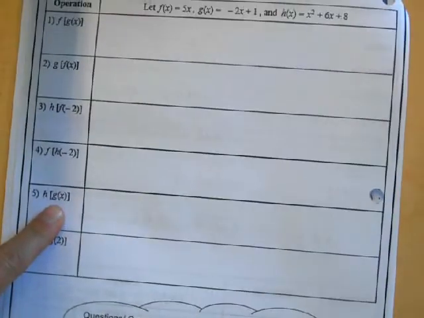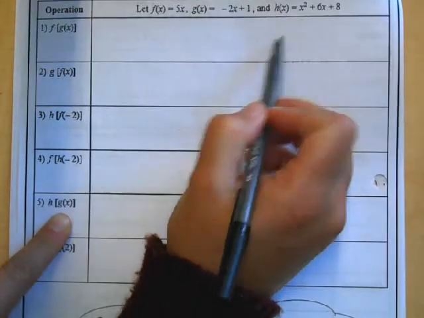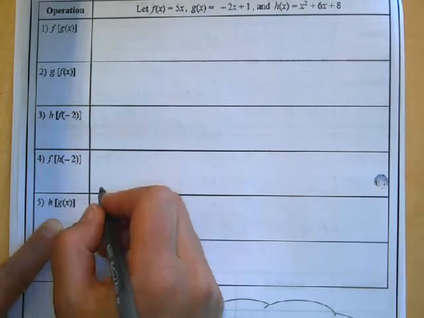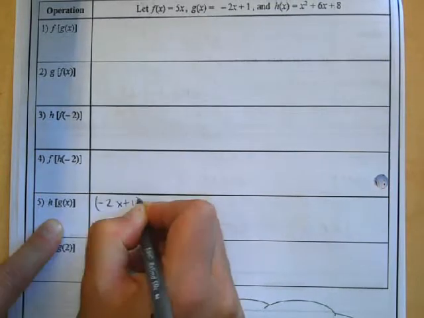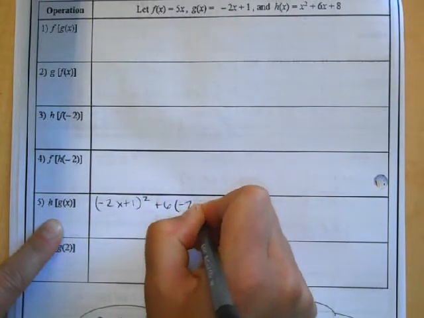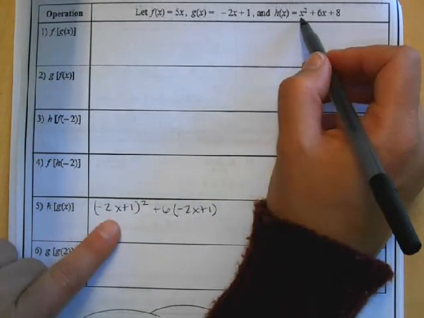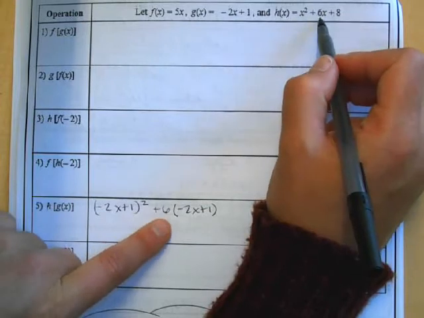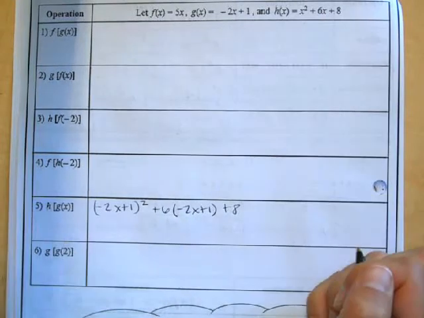So g of x, I'm working with first. I'm going to plug that g of x into my h of x equation, and I'm going to plug it into all of the x's. So that negative 2x plus 1, I put everything in parentheses that you are actually substituting in. Negative 2x plus 1 again. Wherever I have an x, negative 2x plus 1 is where my equation goes. Then I had a squared, plus 6 times that g of x again, because that's where I have an x again, and then plus 8.